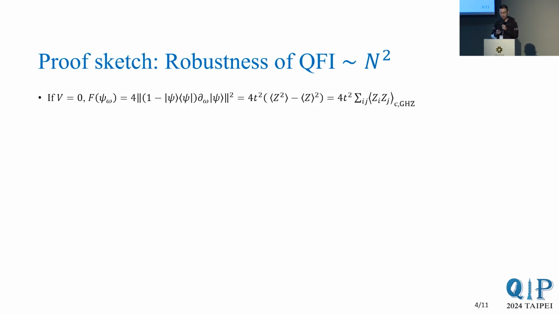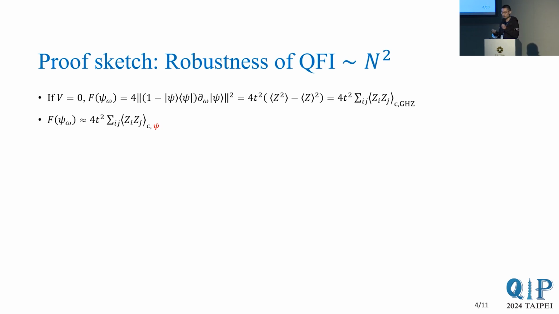Okay, so let me sketch the proof. First, why does QFI remain of order n squared? Observe that if V is 0, then QFI is this ZZ connected correlation function in the initial GHZ state, summing over all pairs of qubits. The idea is that for general V, it is still of this form, which is the ZZ correlation function, but now in some kind of time-evolved state psi.